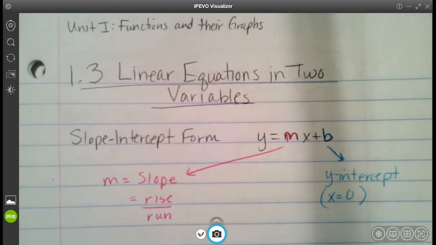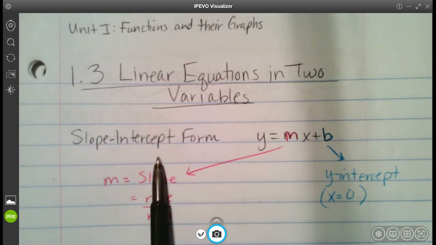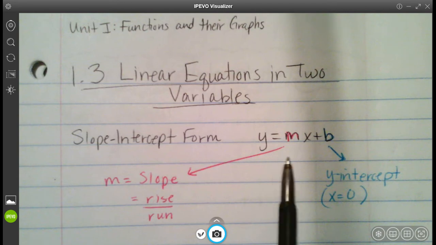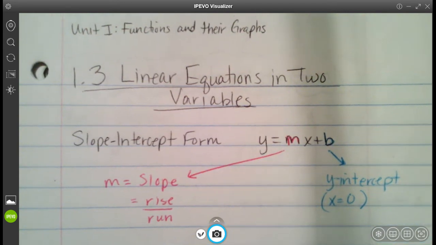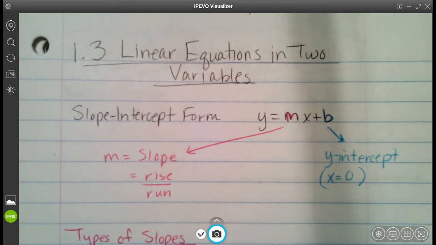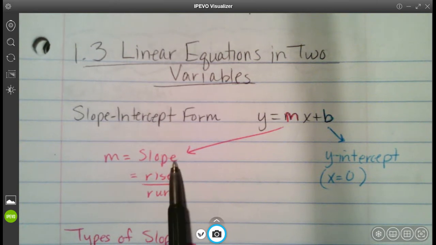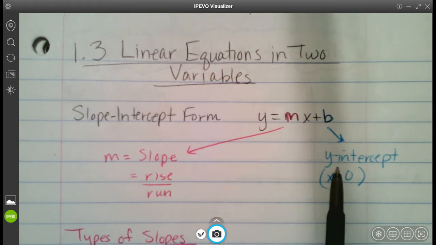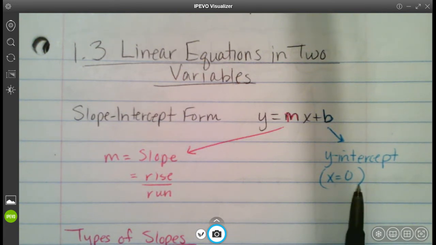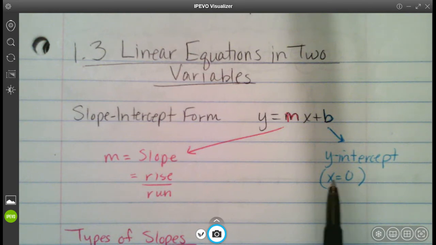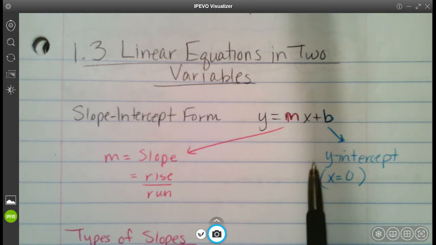So here we go. We have different forms of linear equations. The most popular one is the slope-intercept form, and that is y equals mx plus b. In y equals mx plus b, m represents the slope, also known as rise over run, and b represents your y-intercept, also known as wherever x is equal to 0. Wherever x equals 0, that's because the graph is crossing the y-axis.